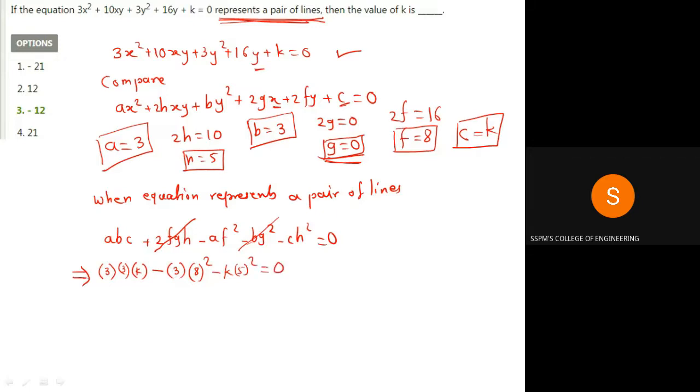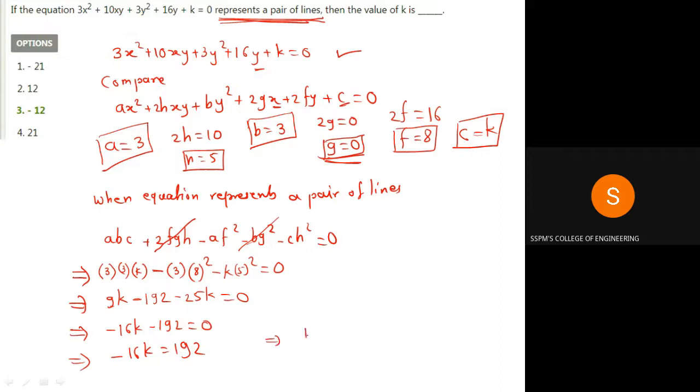Next, so 3 into 3 into k, it is 9k. Minus 8 square, it is 64. 64 into 3, what is 64 into 3? It is 192. So minus 192. So k into 5 square, 5 square is 25. So minus 25k is equal to 0. So what is the next step? 9k minus 25k, it is minus 16k. Isn't it? So minus 16k minus 192 is equal to 0. So we'll add 192 on both sides. What do we get? Minus 16k is equal to 192.